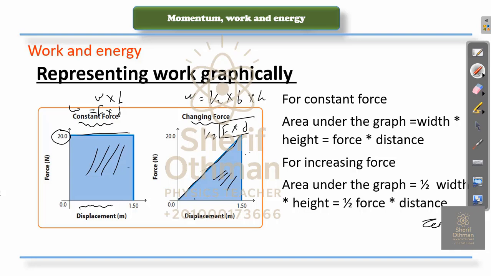So the changing force has half the value of the applied constant force. If the maximum force applied on an object is 20 and another object suffers from a constant force of 20, the resultant work in the case of a changing force from 0 to 20 equals half the value of the work in the constant case.